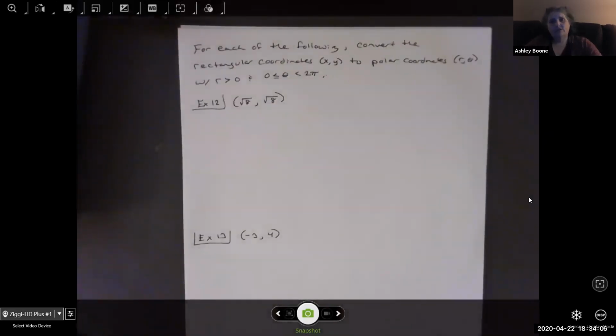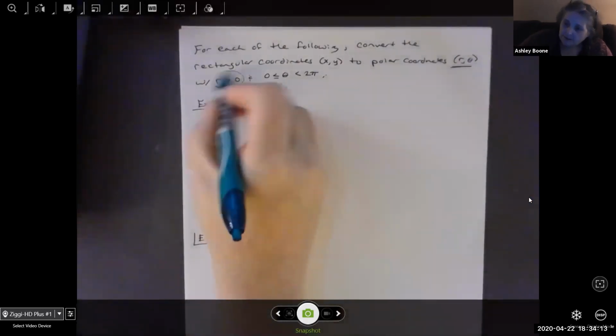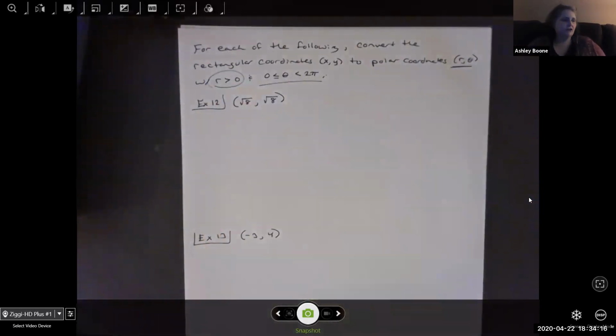For each of the following, convert the rectangular coordinates (x, y) to polar coordinates (r, theta), where r is positive and theta is somewhere in the first revolution of the unit circle. We saw that we could have infinitely many ways to write a polar coordinate because we have infinite coterminal angles. We'll go ahead and do it so that we have an angle just within one revolution and we're on the terminating side, so our r value is positive.